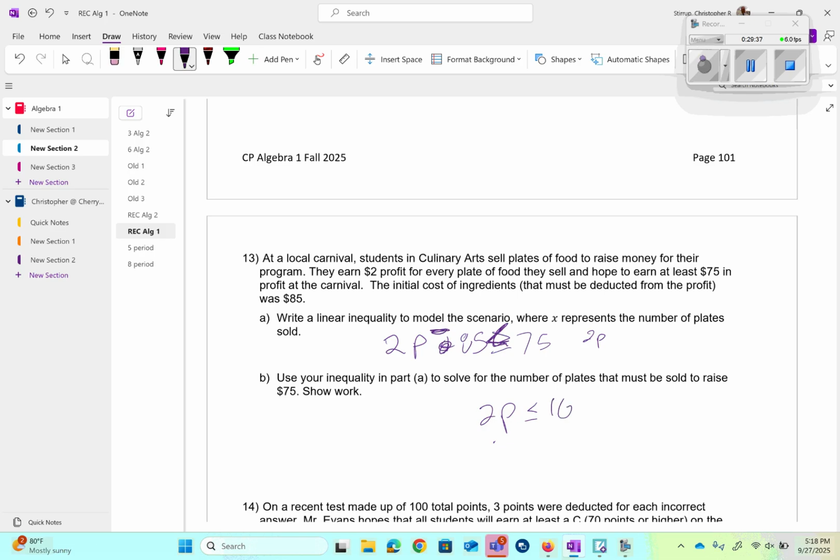So that's going to be 160. So divide by 2, divide by 2. The sign was the right way in the original. I need to quit doubting myself. I did this too quickly. I'm so sorry, my friends. So if we sell 80 or more plates, we are making profit.